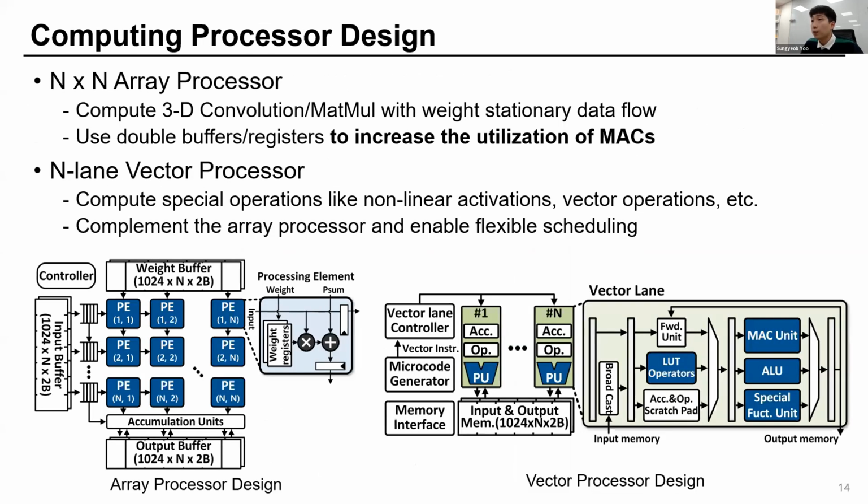I will talk about the computing processor design. We designed the n by n array processor and the n-lane vector processor. They can complement each other to perform ML workload tasks with our flexible scheduling algorithm. The array processor performs compute-intensive tasks like 3D convolution and matrix multiplication with weight stationary data flow. In the array processor, we try to increase the MAC utilization, so we use double buffering and double registering. Also, the vector processor performs vector operations and special operations like nonlinear activations. This vector processor complements the array processor by performing the array processor's tasks. This scheme enables flexible scheduling.